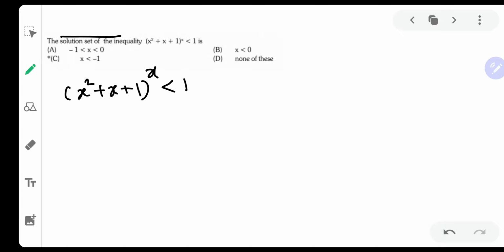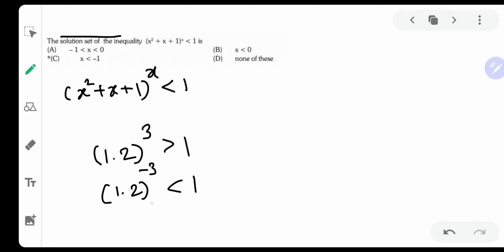The first thing is, if you have a number greater than 1, let us say I take 1.2. This is a number greater than 1. And if 1.2 is provided a positive power, let me say the power is 3, then the answer would definitely be greater than 1, 1.2 cube. But if for the same number which is greater than 1, I provide a negative power, then the answer would be less than 1. Why is it so?